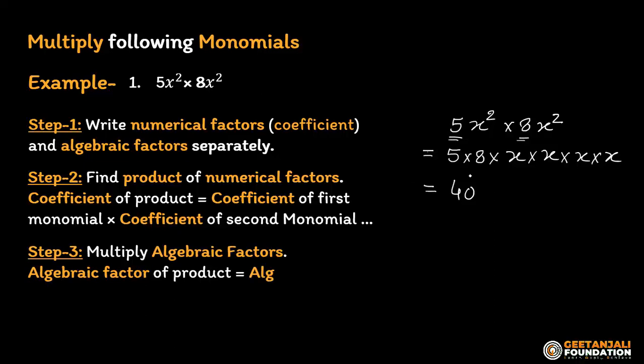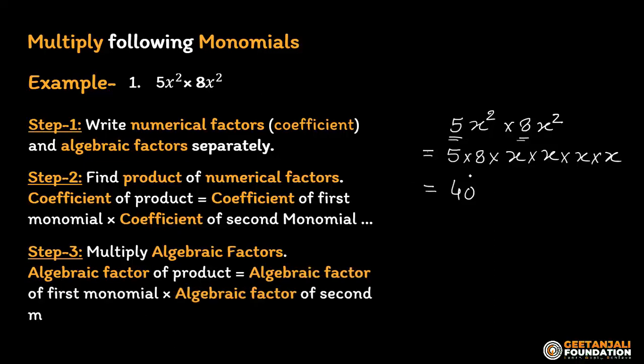Now the third step is multiply algebraic factors. Algebraic factor of product equals algebraic factor of first monomial times algebraic factor of second monomial, and so on. So here we have only x. How many times have you written x? It is 4 times. So in short, we can write x raised to 4. So we can also write this as 40x raised to 4. So this is the product of these two monomials. So this is the method how we can do it.